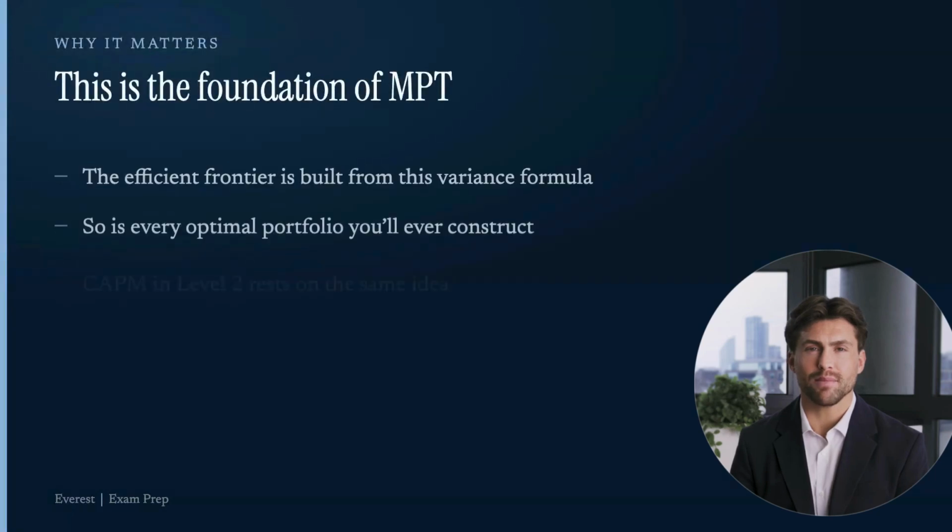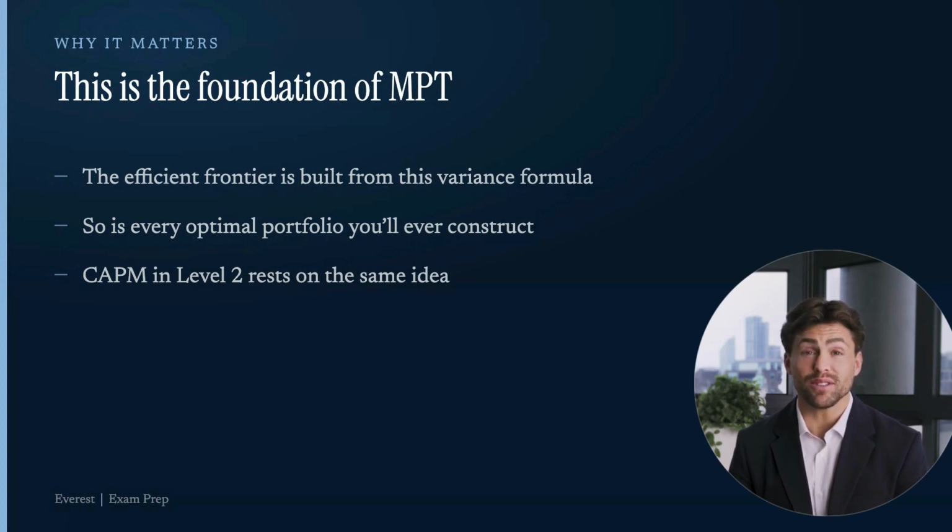This is the mathematical foundation of modern portfolio theory. Every efficient frontier, every optimal portfolio, and the capital asset pricing model in level 2 all rest on the variance formula you're about to learn. Get comfortable with covariance here, and portfolio management stops being a black box.